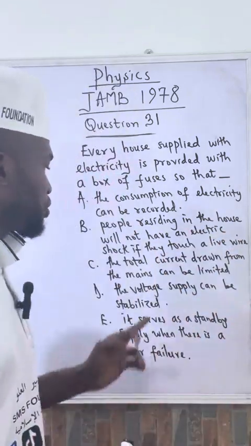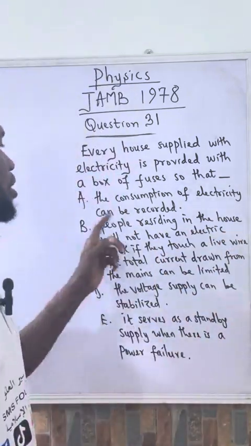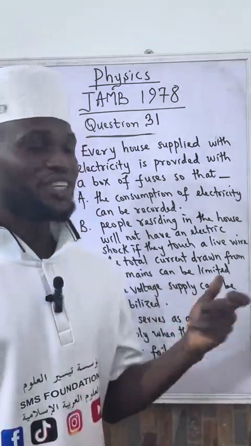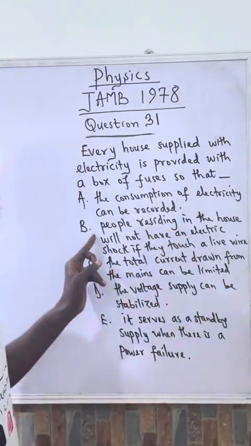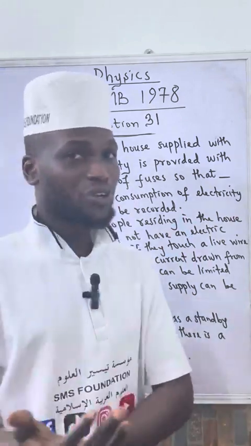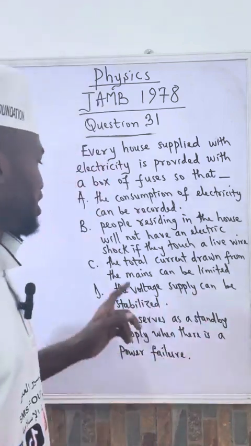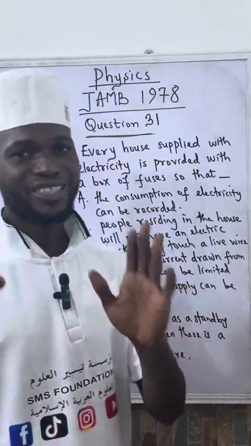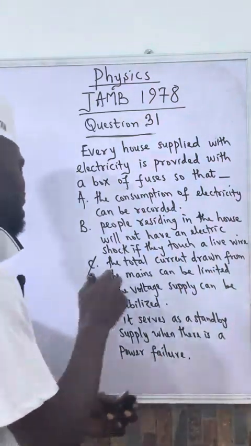So if you check the options that we have here, option A is not correct. The function of the fuse is not to record electricity consumption. No. The second one, a fuse cannot prevent electric shock. So fuse cannot prevent that. Thirdly, total current drawn from the mains can be limited. Exactly. So this is the correct answer to the question.